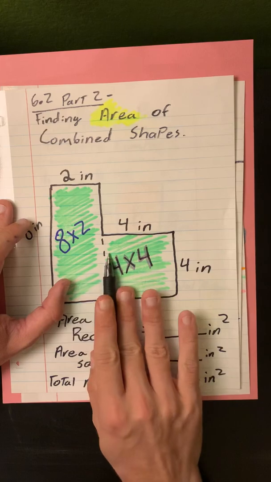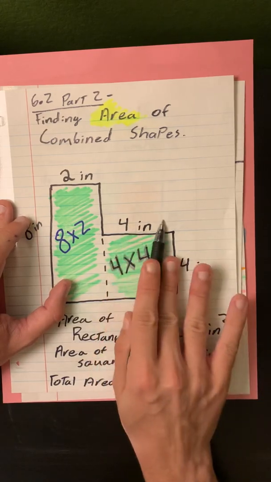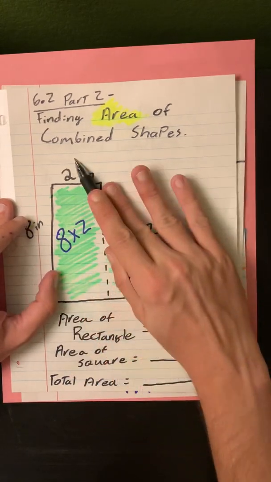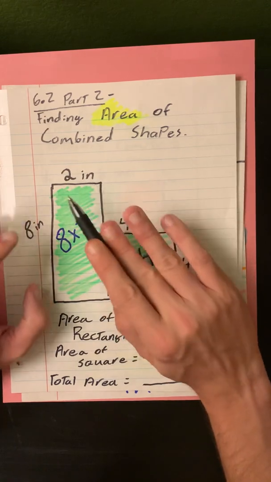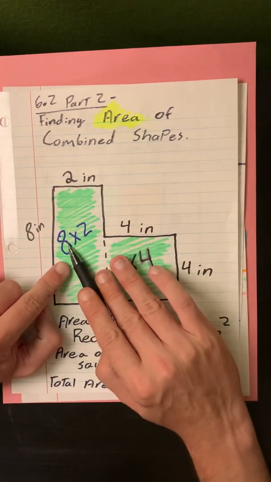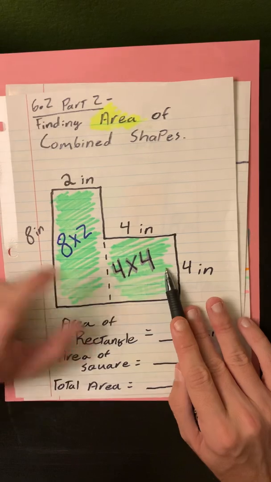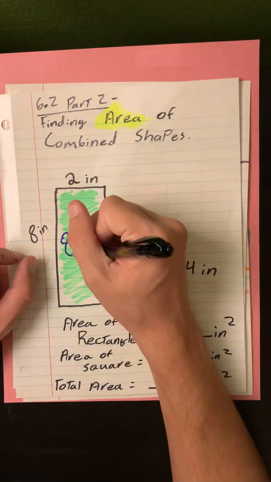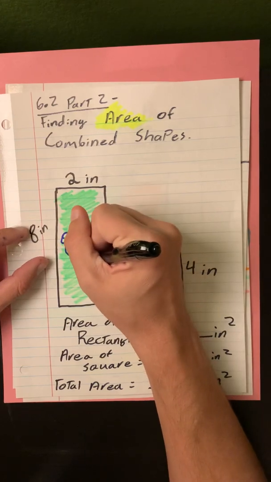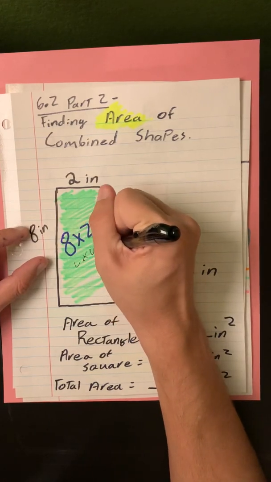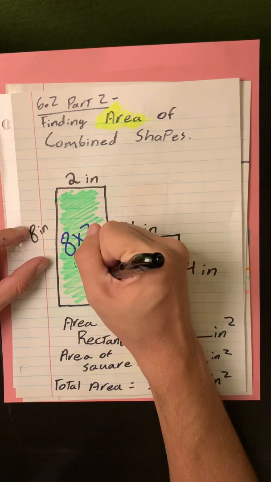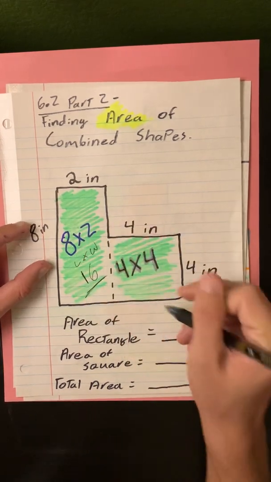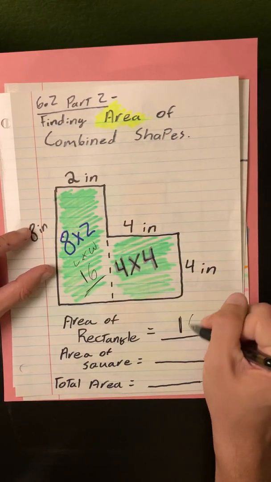I know that I've got a square here where it's 4 by 4 and a rectangle here that's 8 by 2. If I do the area of my rectangle plus the area of my square, that will give me my total area. So area again is length times width. So my 8 times 2 here, length times width, gives me 16 square inches.